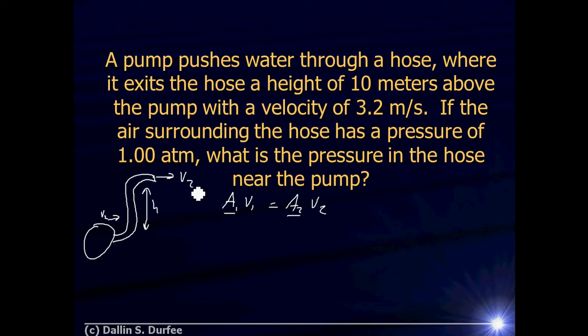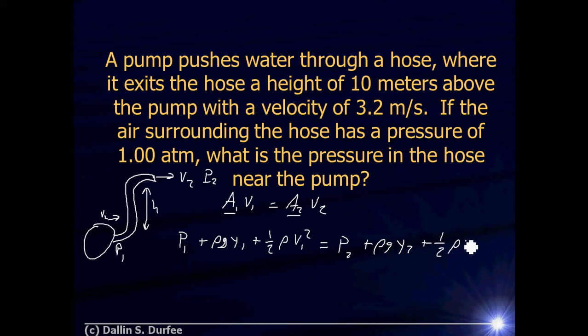We know the pressure out here, pressure 2, and we're trying to find pressure 1, right? So let's write down Bernoulli's equation. Pressure 1 plus rho g y1 plus 1/2 rho v1 squared is equal to pressure 2 plus rho g y2 plus 1/2 rho v2 squared. All right? And we said, well, look, these two velocities are actually the same, so they cancel out. We get rid of that. And then we can just find pressure 1.